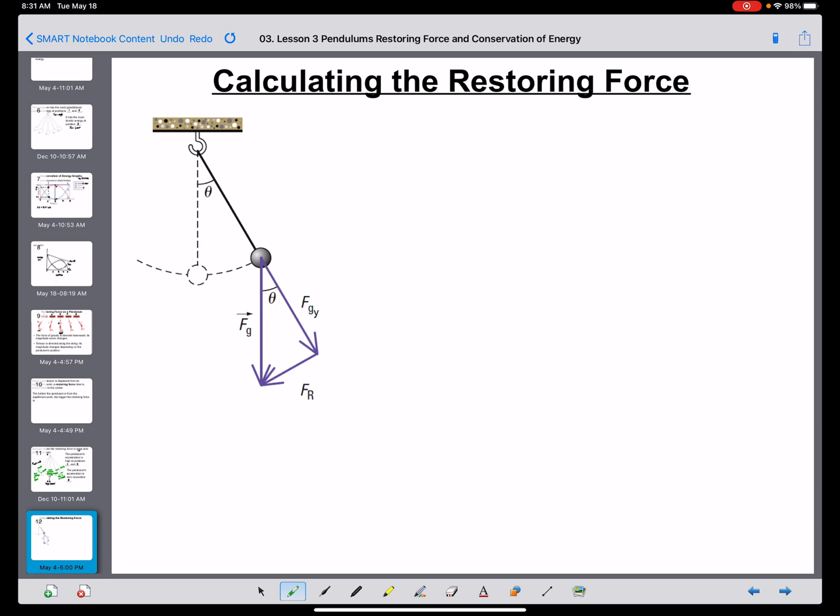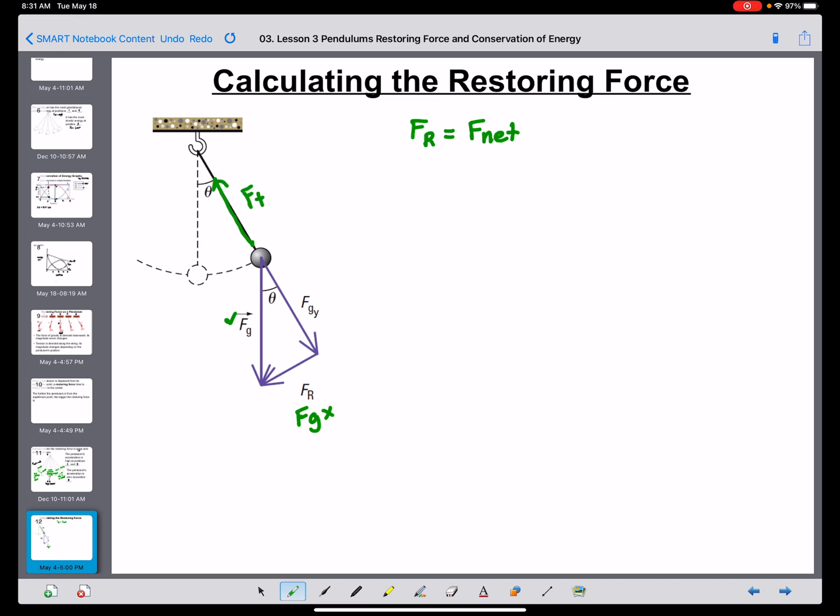Okay, so now we're going to try to calculate the restoring force. So restoring force is really like the net force acting on a pendulum. So here we have a picture of a pendulum, and we want to try to calculate the net force acting on it. So in here, we've got Fg, and that's already been broken down for us into Fgy, and then this one, just temporarily, we're going to call Fgx. And then we also have our tension force right here.